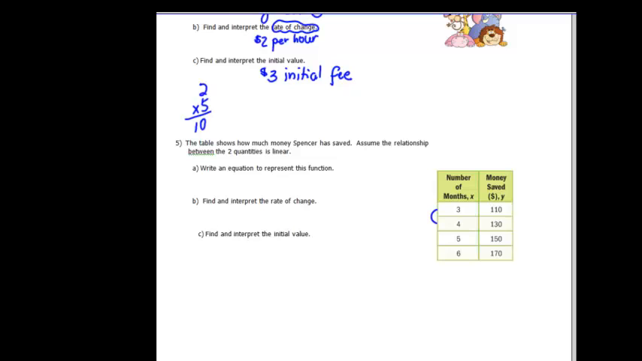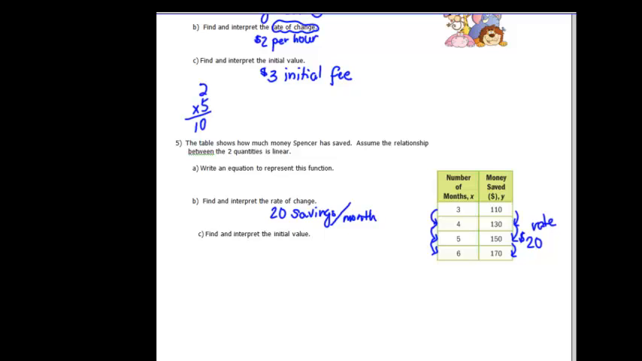Okay, for every month Spencer has been saving, how much has he saved? Well, 110 to 130, 130 to 150, 150 to 170. Each month, it looks like he saved $20. Okay, so that's my rate of change. All right, find and interpret the rate of change. It's $20 savings per month. And I can use this slash as an abbreviation, right? That's per month.